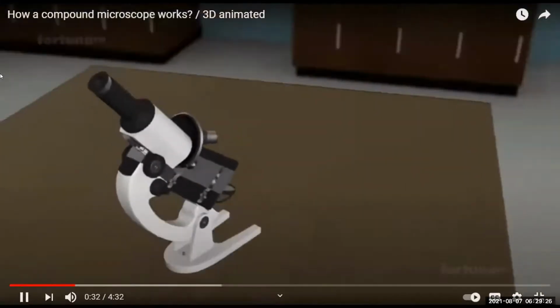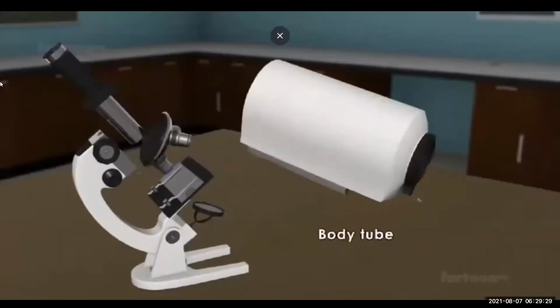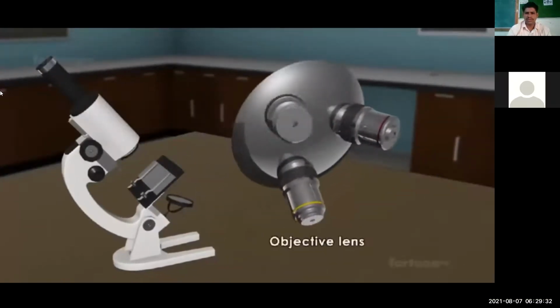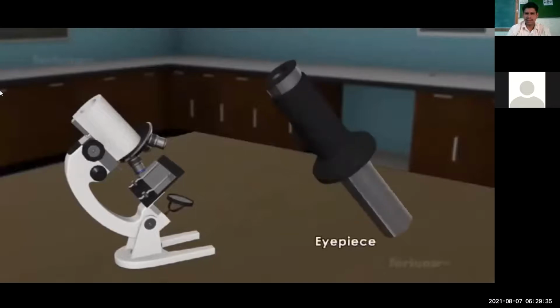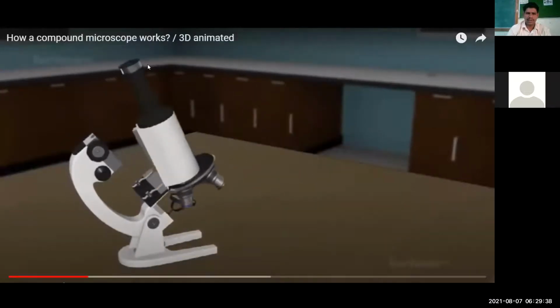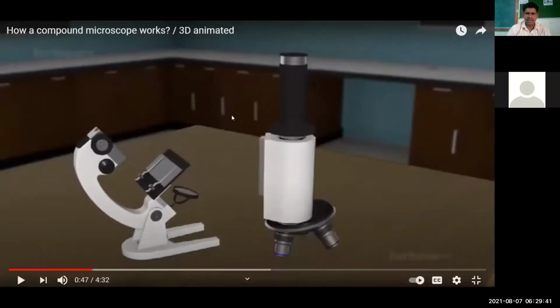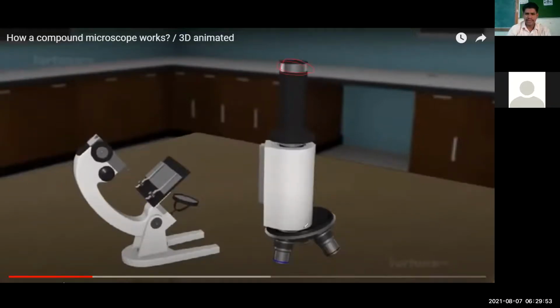There are three major parts to the compound microscope: a body tube, an objective lens, and an eyepiece. The body tube is comprised of two smaller telescoping tubes. You can see here, this is the body tube, and above this you can see the eye lens will be there, and this is the objective lens, which we adjust according to the objects we are going to keep under this microscope. So as per our need, we are going to use any one of the three lenses. Okay.